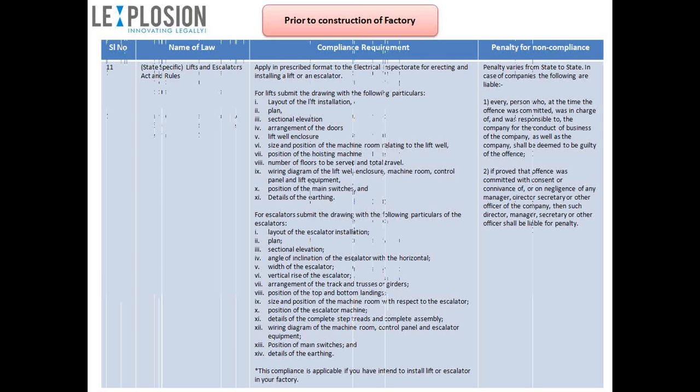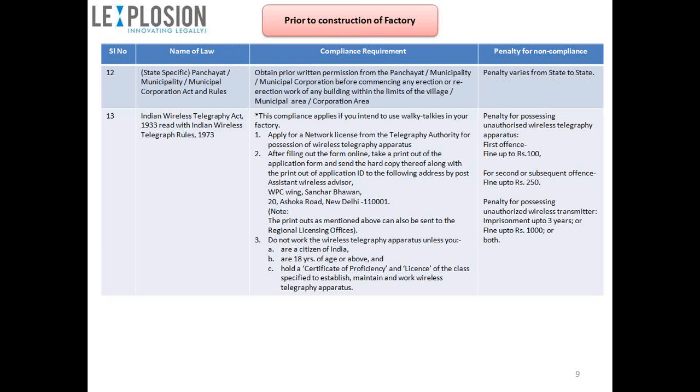Prior to the construction of the factory, you need to ensure that you have the required permissions from the panchayat, the municipality or the municipal corporation, which has jurisdiction over the area where you are planning to set up your factory. So that is one compliance you need to take care of. The requirements of this compliance could vary from place to place. So this is something you need to check with the local authorities and ensure that you are in compliance with them.